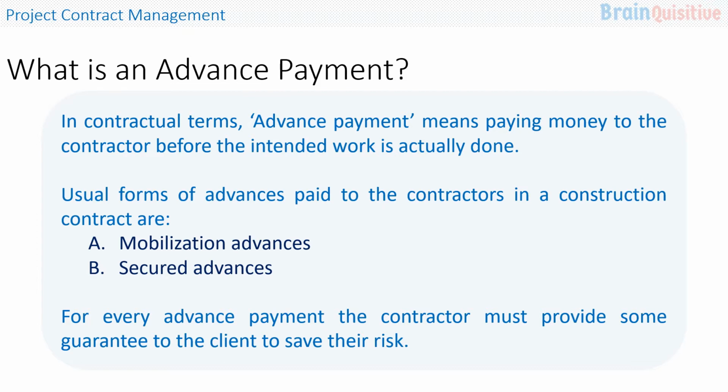For every advance payment, the contractor must provide some guarantee to the client to save their risk. Why? Because the advance is being paid to the contractor before the intended work is actually done. So if in any case the contractor leaves the work or the project is suspended, then the risk of the client is not covered. Hence, for every advance payment, the contractor is required to provide a guarantee to the client in some form to save the risk of the client.